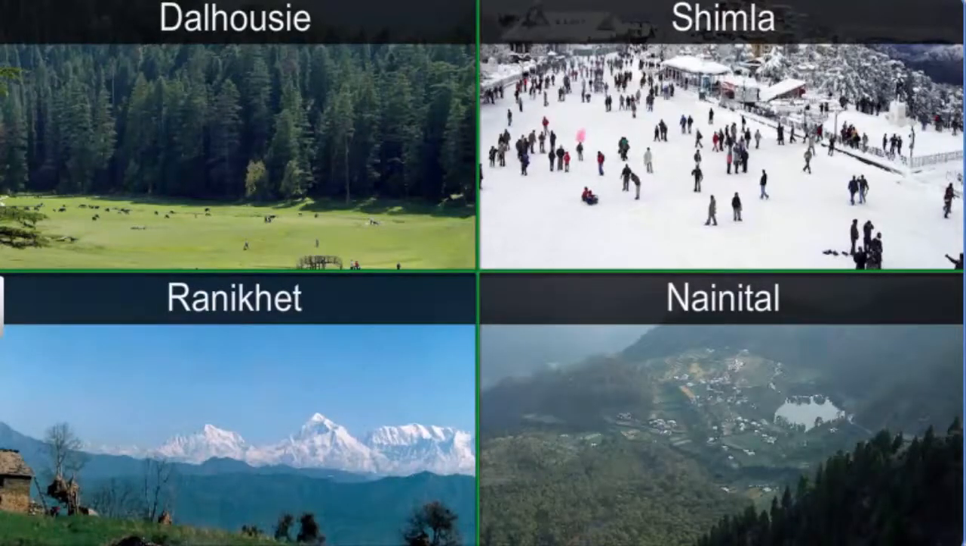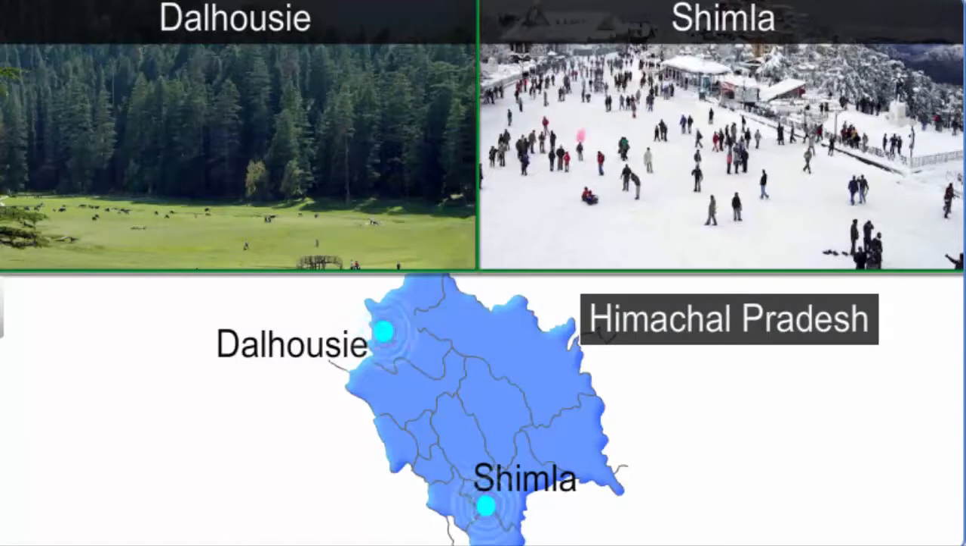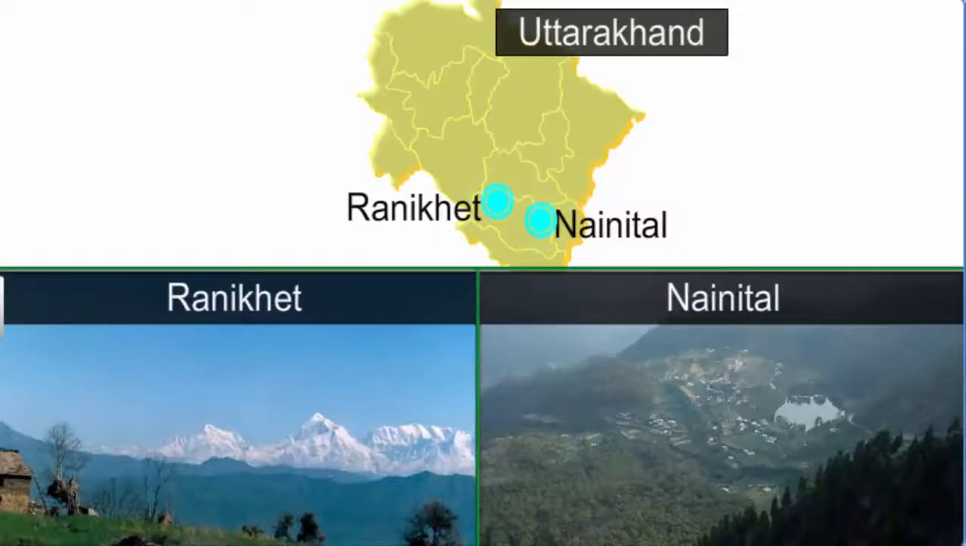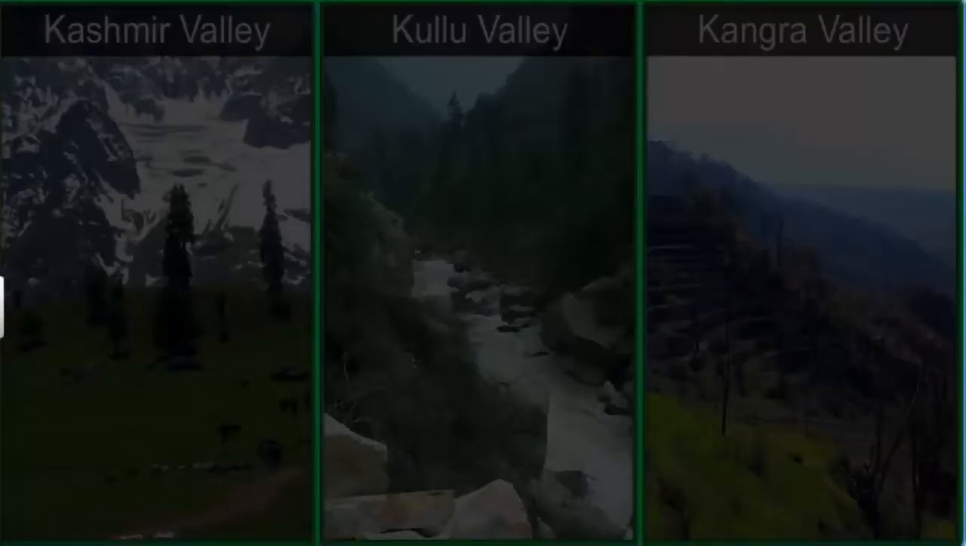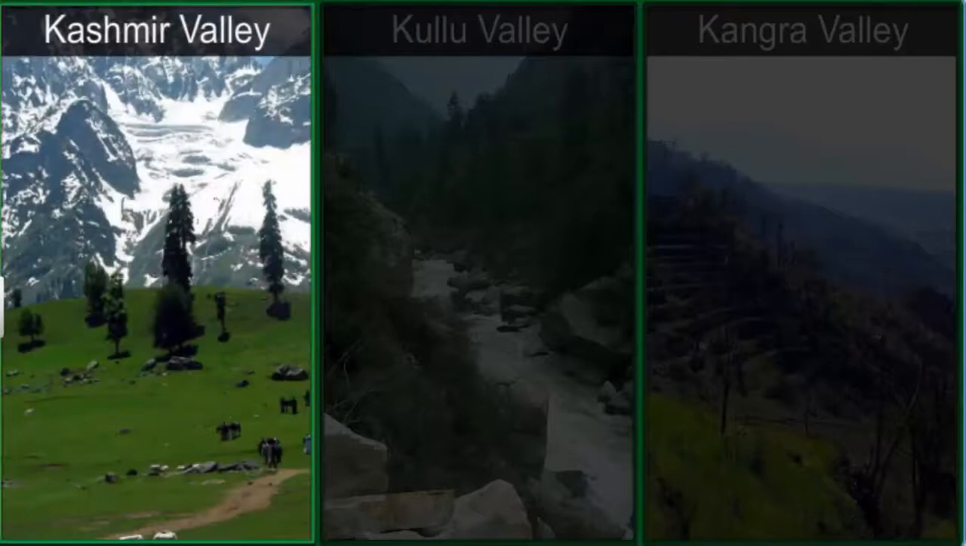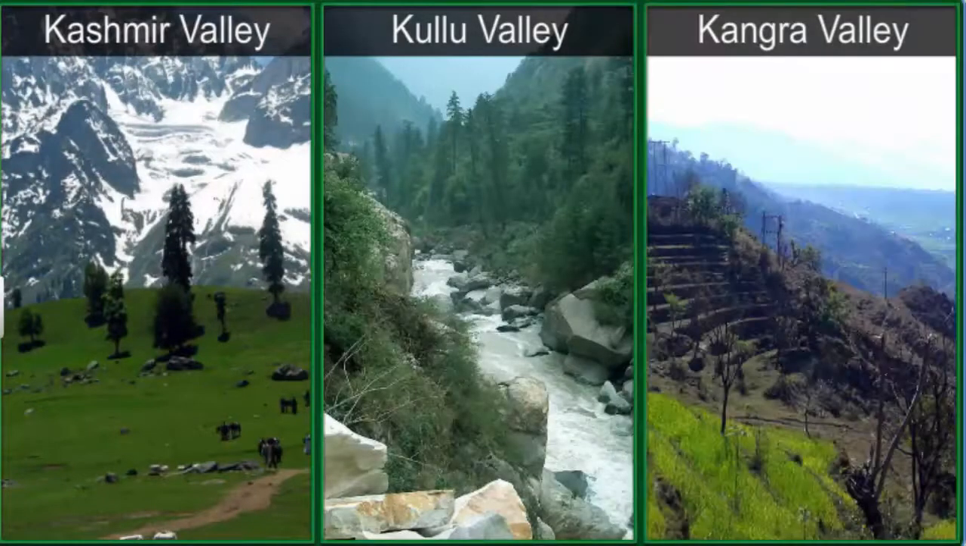Of these, Dalhousie and Shimla are located in Himachal Pradesh, while Ranikhet and Nainital are part of Uttarakhand. The most picturesque of valleys, the Kashmir, Kullu and Kangra valleys in Himachal Pradesh, are part of this area.